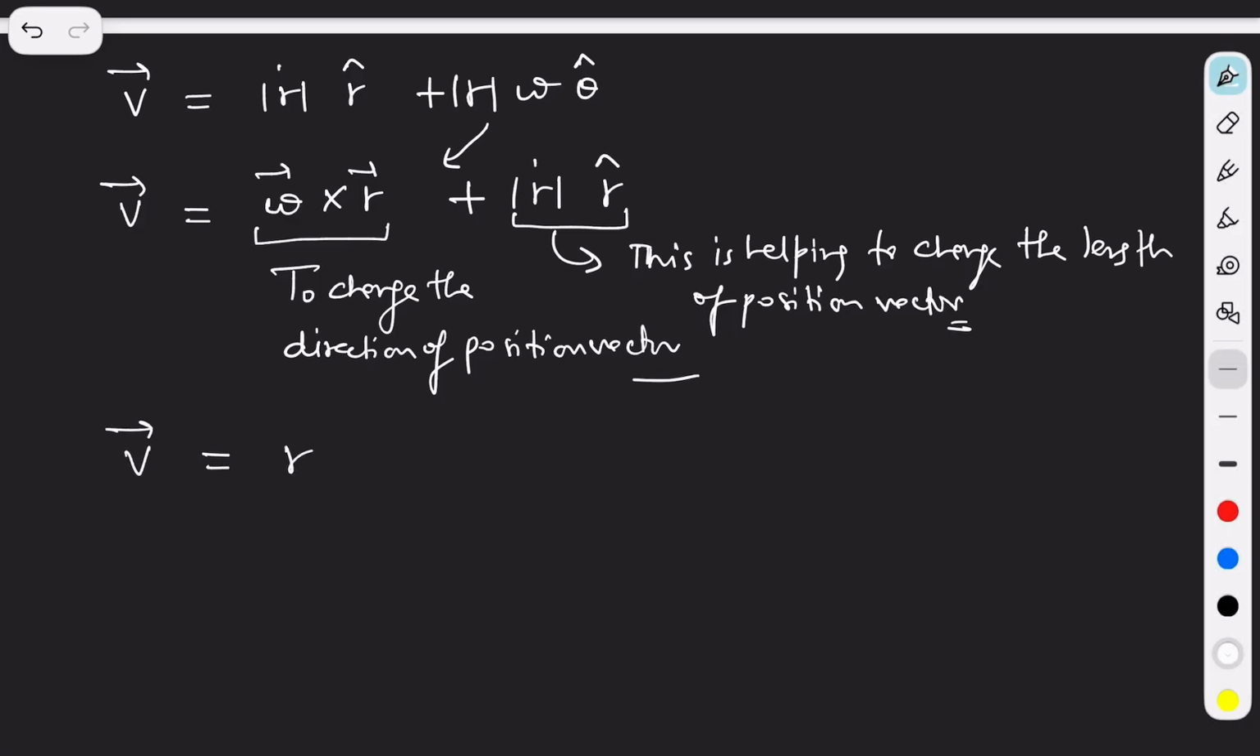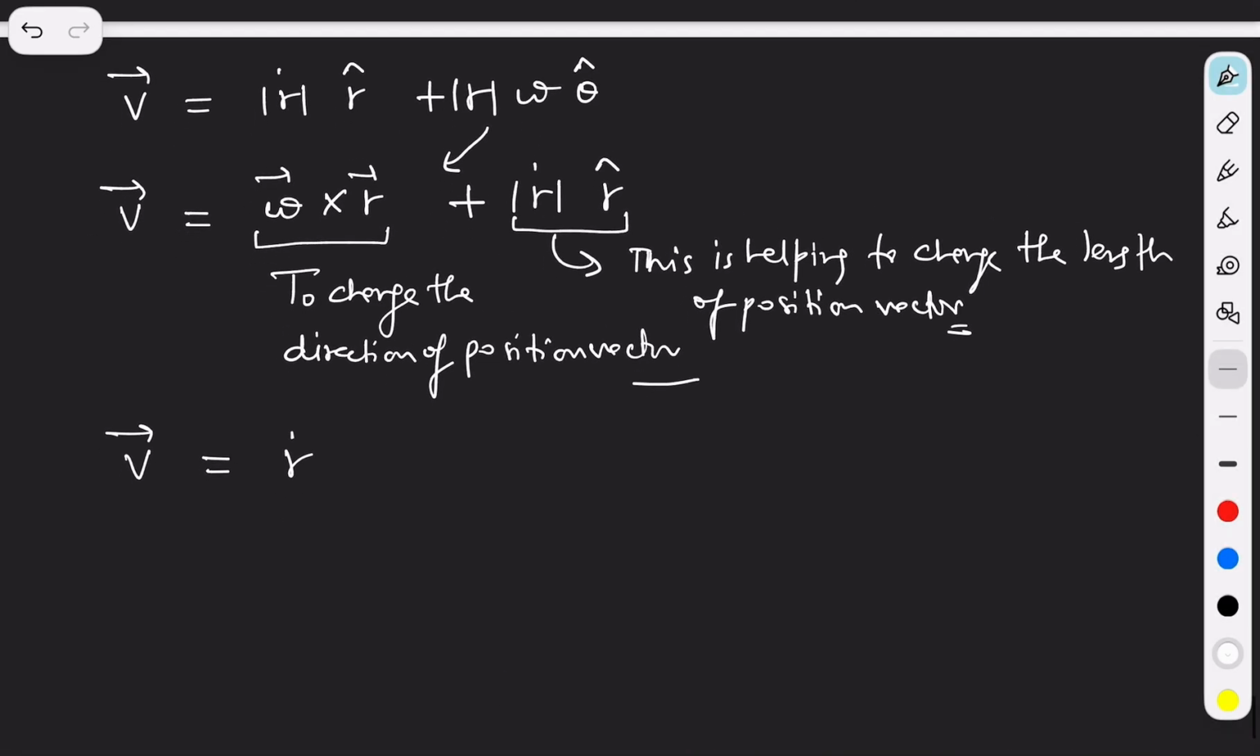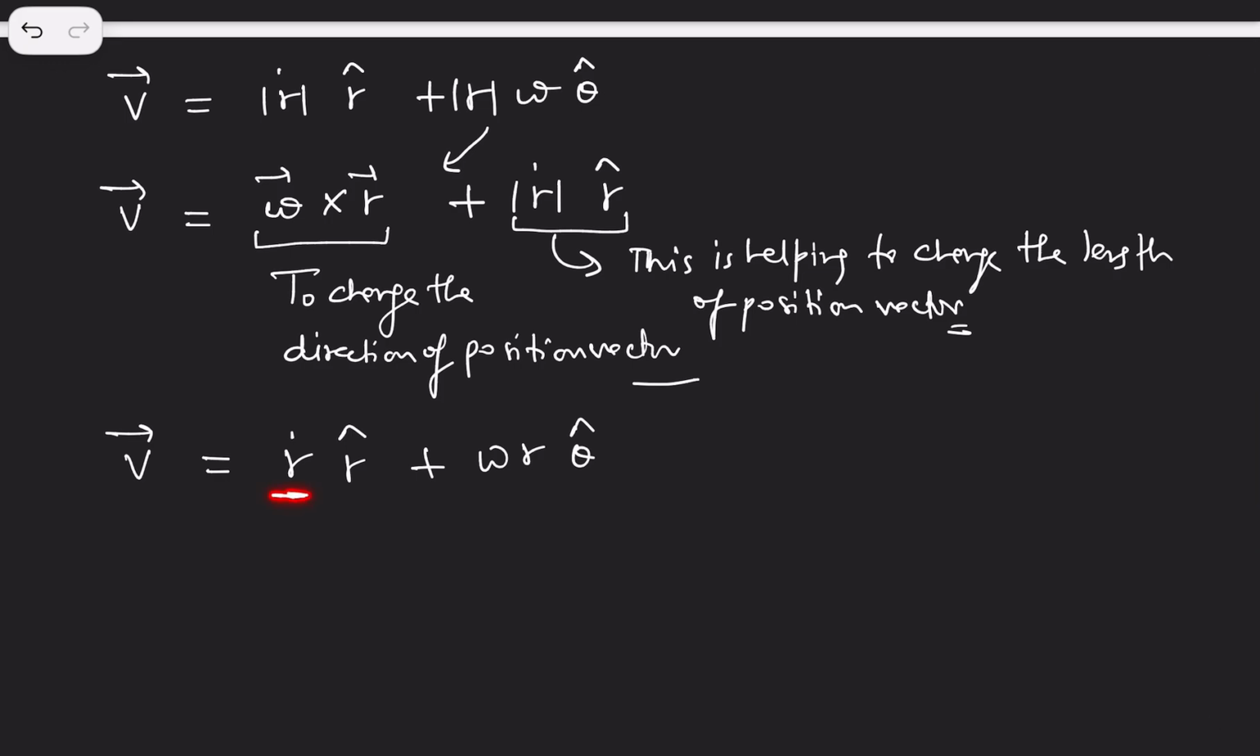r dot r cap plus omega r theta cap. If I'm not writing any mod or arrow here, it means it is actually a mod only, meaning magnitude only. So you keep this thing in mind.